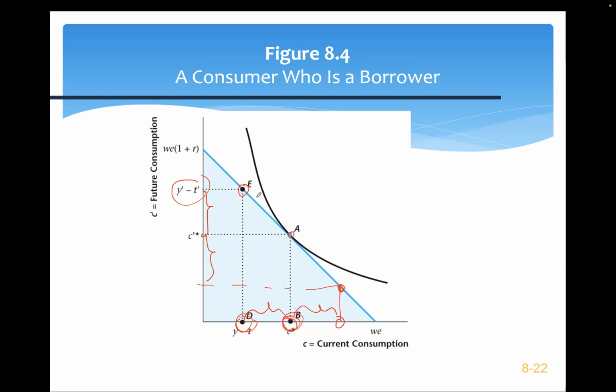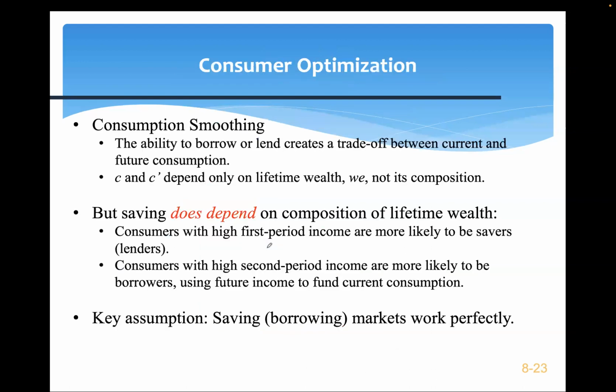But in either case, whether you are a borrower or a lender or saver, what we found out is your optimal choice is going to be the same. However, depending on whether you are a borrower or saver, your saving decision is going to be different. Your consumption decision is going to be the same, but your saving decision is different. If you are a borrower, your saving is going to be negative, meaning you borrow. If you are a saver, your saving decision is positive, meaning you save. This is summarized right here.